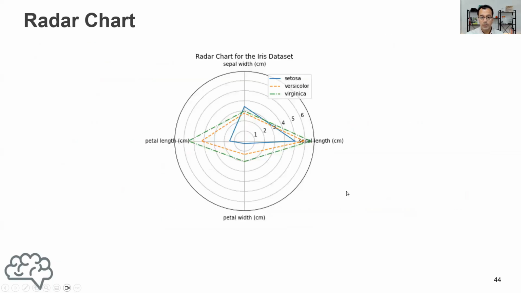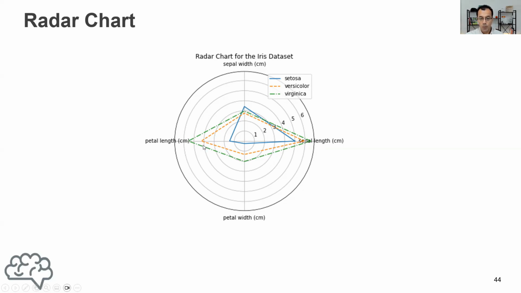Let's have a look at an example. This is the example for the iris data set. We know that in the iris data set, we have three classes of plants: iris setosa, iris versicolor, and iris virginica. What I'm showing here is the sepal width, the sepal length, the petal width, and the petal length. These are the four independent variables in the data set, if you remember. What I'm plotting here is the average value of each of these variables for each plant species.